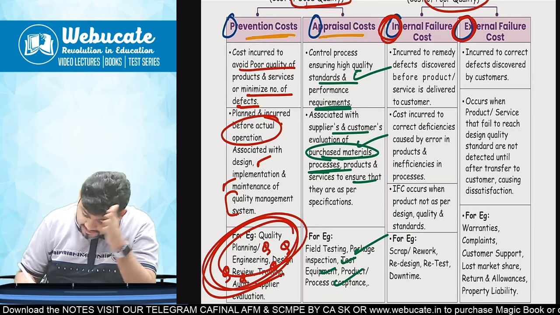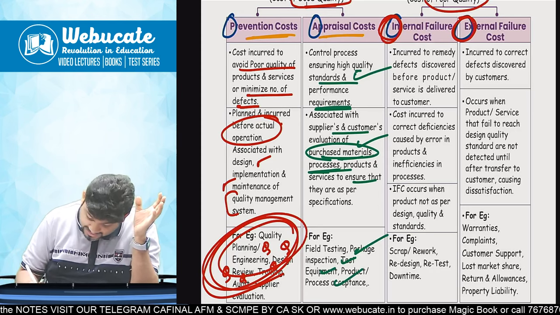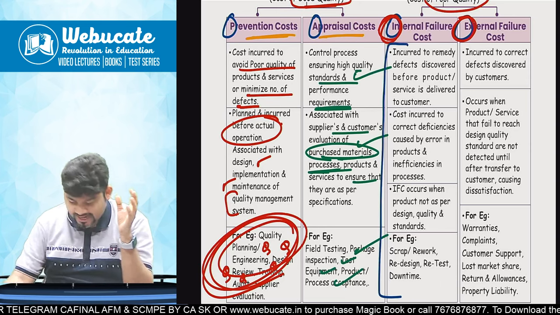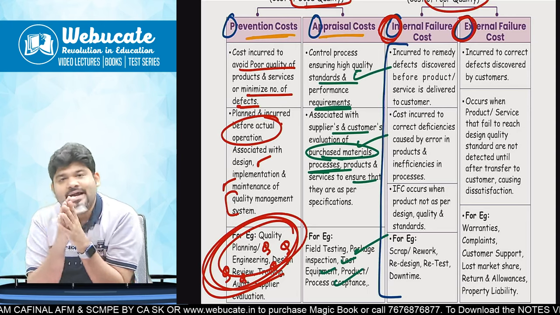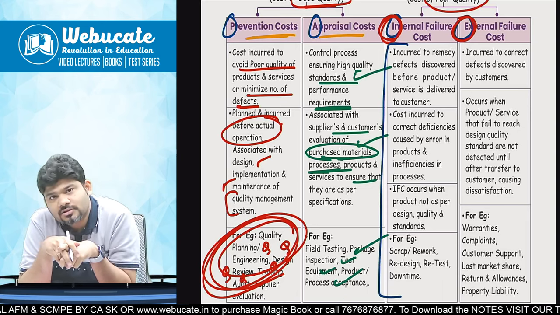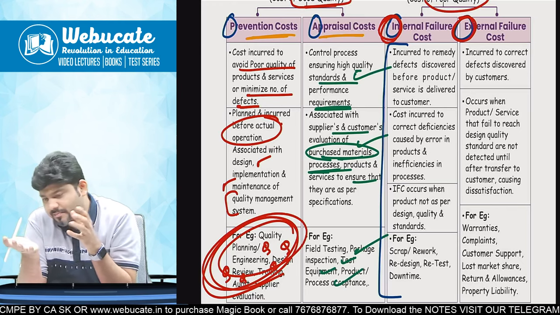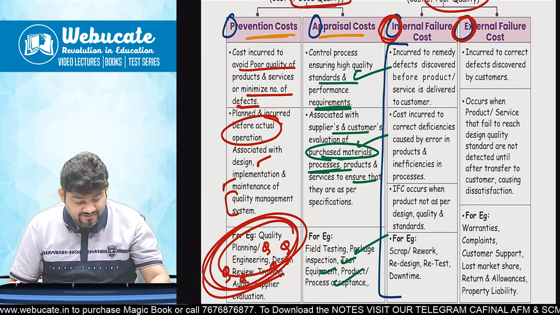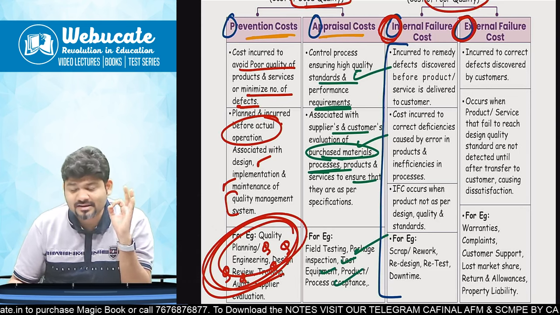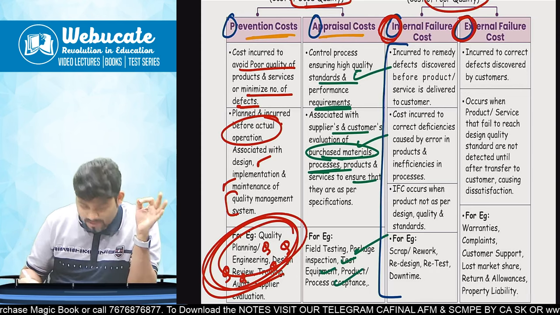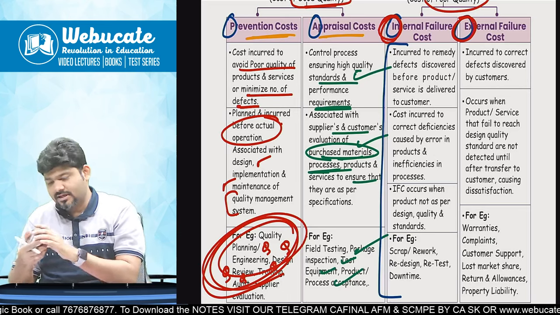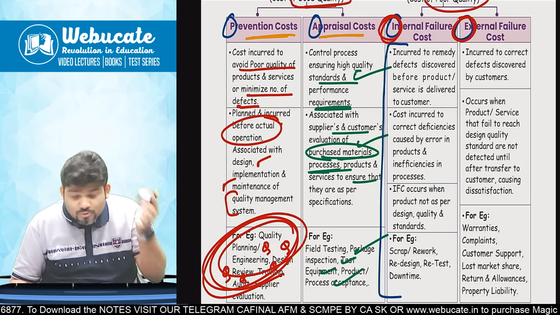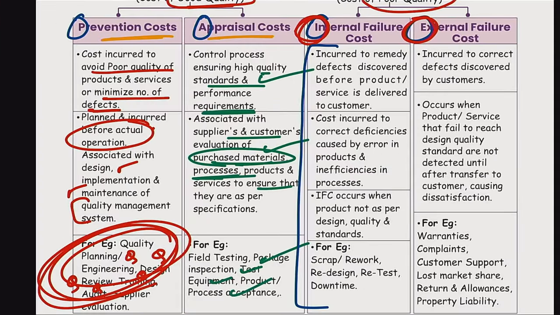Right? Then comes internal failure. If there is any issue at this level, which means that there is a defective product that has been manufactured. So, after the production, if still there is a defect, we will say it is an IFC, internal failure cost. So incurred to remedy. So now there is an issue. There is a problem with the material, with the product that has been made. Now, how do I rectify the mistake?